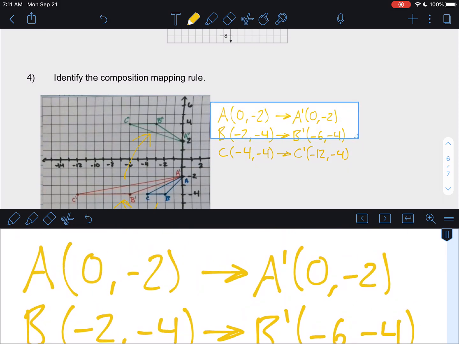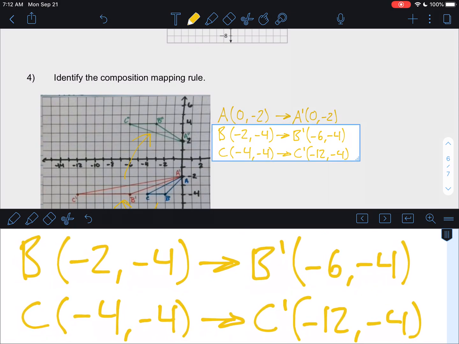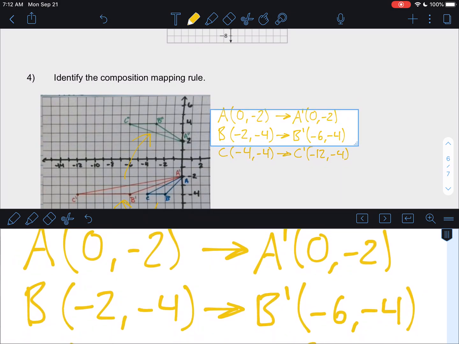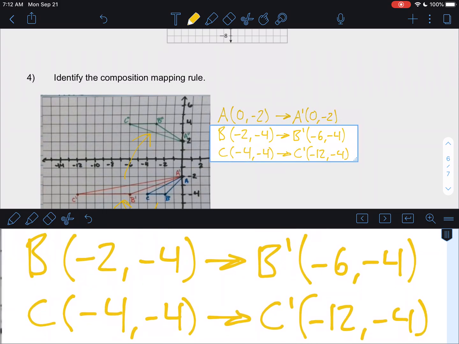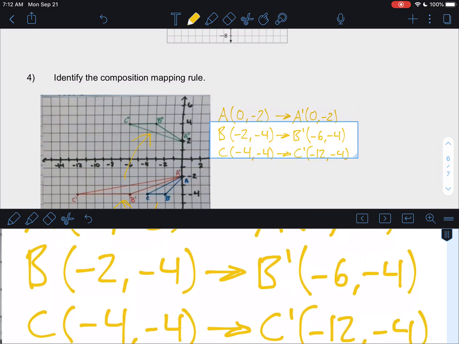Okay, so A to A prime did not change, but B to B prime, the Y value stayed the same, and the X value went from -2 to -6. So it looks like either that subtracted 4, or it was multiplied by a factor of 3. So when we look at C, we want to determine which one it is. From -4 to -12, did that subtract 4, or was it multiplied by 3? It was multiplied by 3. So our X values are being multiplied by 3, and that still holds with A, because 0 times 3 is still 0.